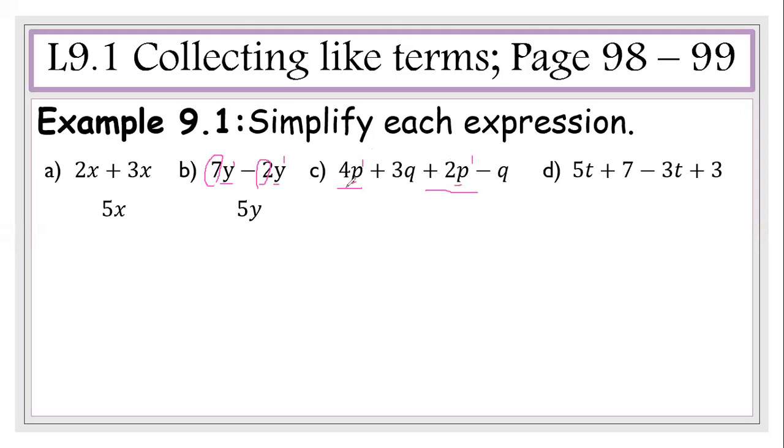Now, what do I do? I actually add the 4. And how did I know it's addition? Because the operation before it is what? Plus. Okay? So what will you do? 4 plus 2, which is 6p.